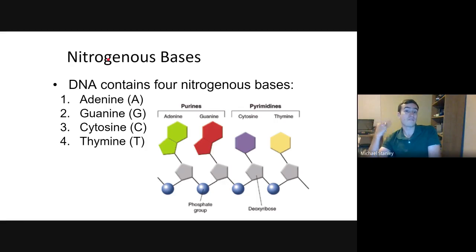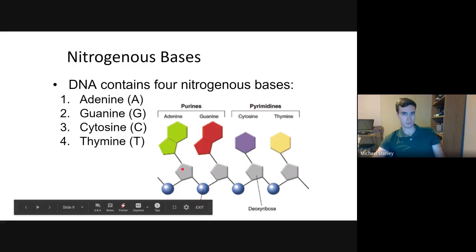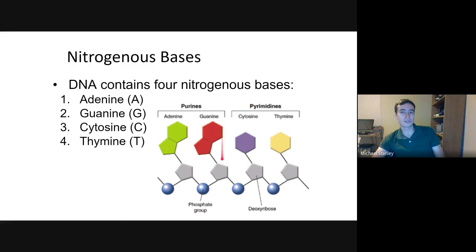So, like I mentioned, we have 4 different types of bases in DNA. We have adenine, which is our A, guanine, which is our G, cytosine, our C, and thymine, which is our T. Some of these are made of 2-ring structures, and some are made of 1-ring structures. You don't have to know which one is which. Just know A, G, C, and T are what make up the bases.